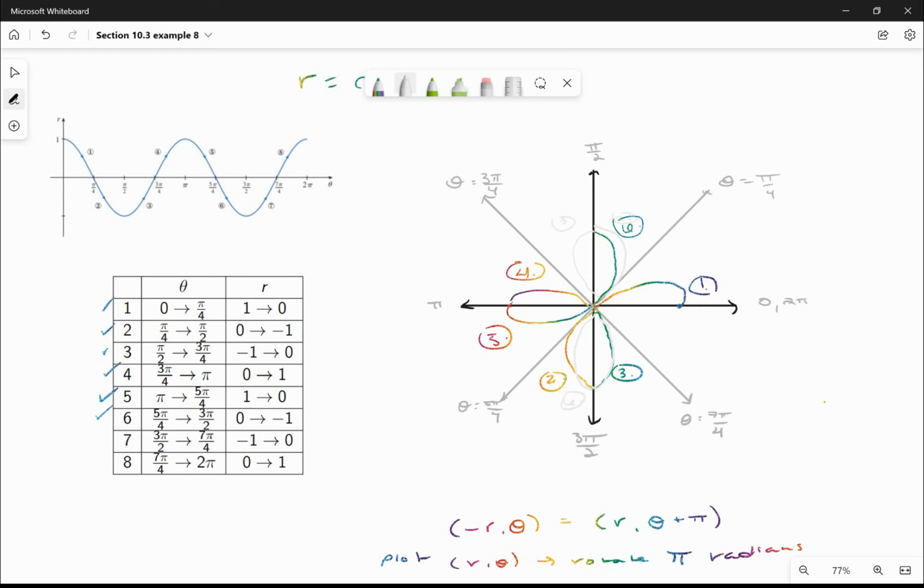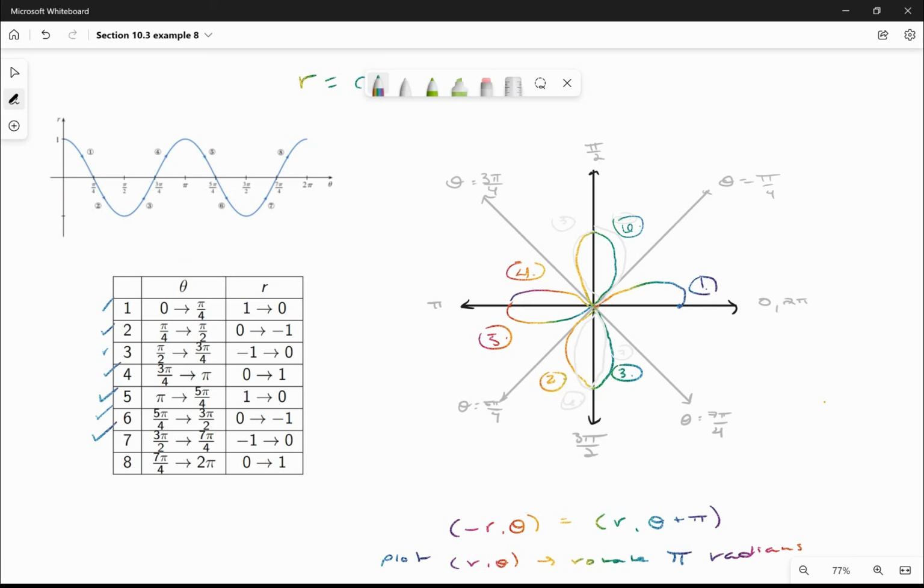And so that's like that, but let's actually not cover up the actual graph, right? So like that. Right, so that would be our 7, but then we're going to rotate that by pi radians. So we're actually going to go like that. Okay, and then we have our 7 is done, and our last leg of the journey here is step 8, from 7 pi over 4 to 2 pi. r is going to go from 0 to 1.